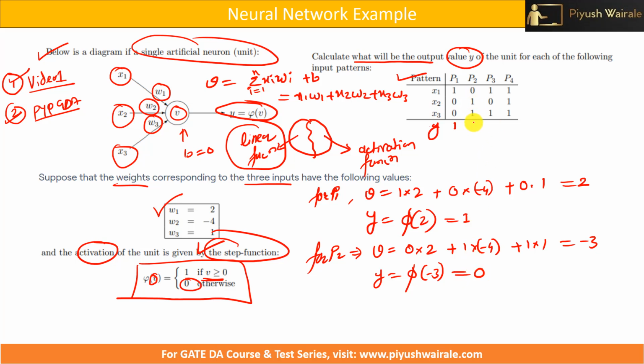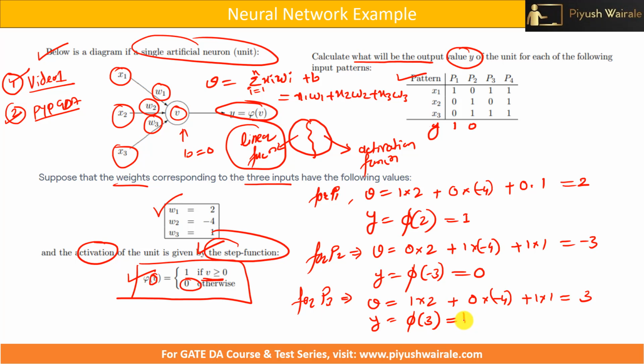So the value of y for input pattern P2 will be 0. Now what about P3? Same thing, let's calculate. Here you can see x1 is 1 into w1 is 2, plus x2 is 0 into w2 is minus 4, plus x3 is 1 into w3 is 1. So 2 plus 0 plus 1, again we got 3 here, and the value of y will be what? The input is 3 here, and for this particular step function, greater than 0, the output is 1. So here you can see that is 1.